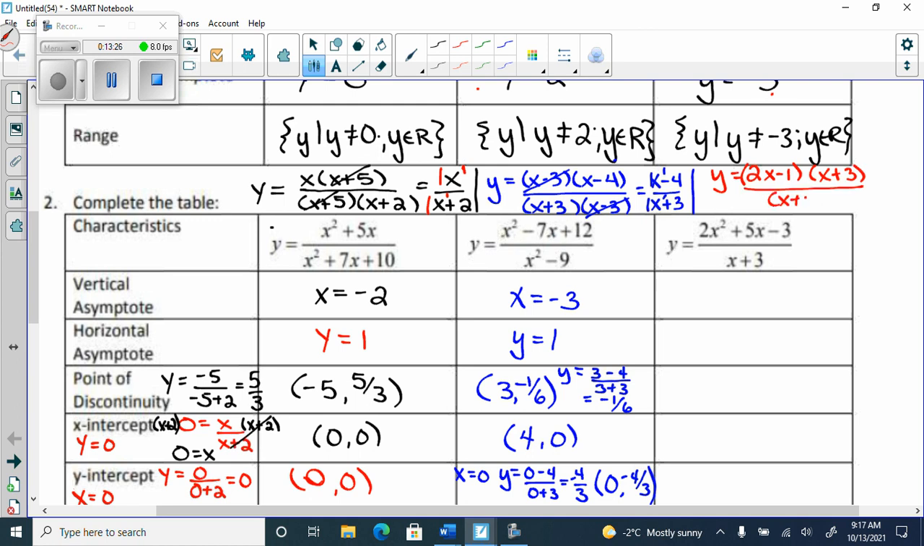The x plus 3 cancel. So I know I have a point of discontinuity at negative 3 and something. How do I find it? I plug it into what's left over. So 2 times negative 3 minus 1, which is negative 7.